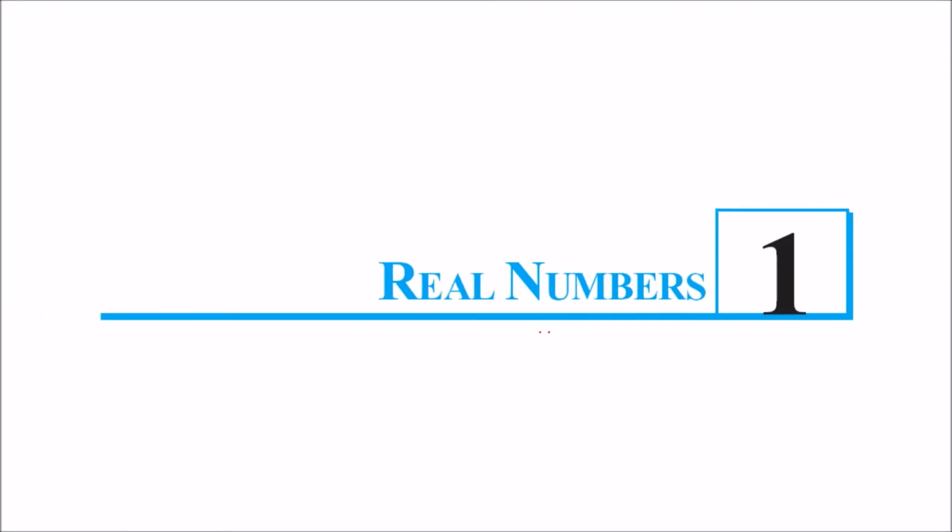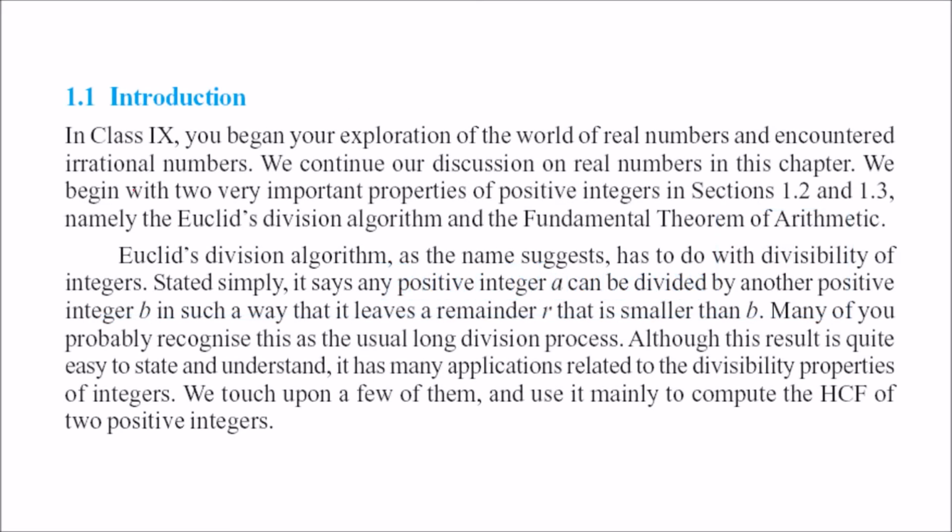So we are taking the class 10 mathematics, and the first chapter is real numbers. In class 11th we have already learned various aspects of real numbers, and also we have discussed the irrational number. In this chapter also we are going to deal with the real numbers, but with a different perspective. We will see two very important properties of positive integers in various sections, and we'll call them Euclid's division algorithm and the fundamental theorem of arithmetic.